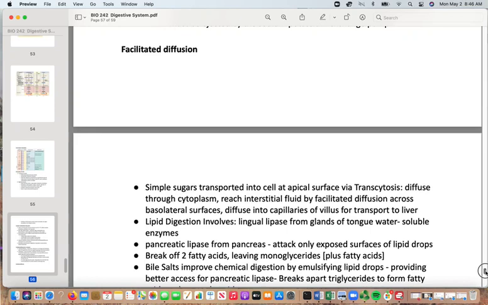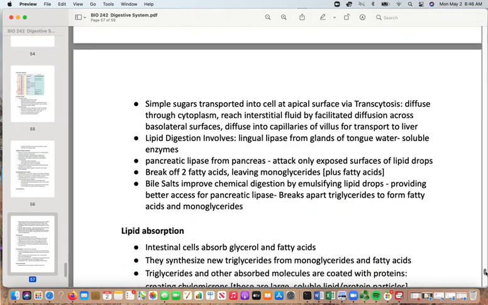So with facilitated diffusion, your simple sugars get transported at the apical surface through transcytosis, so it will diffuse through the cytoplasm, and it reaches the interstitial fluid, and then it diffuses into the capillaries of the villus to go to the liver.